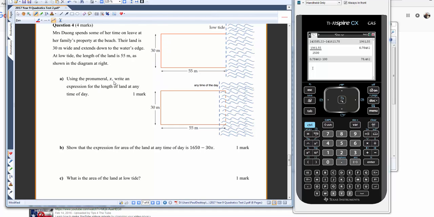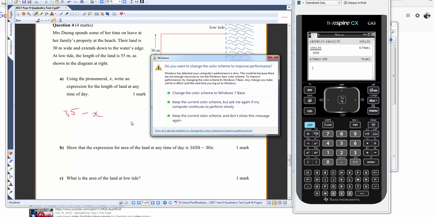Using the pronumeral x, write an expression for the length of the land at any time of day. So the tide is going to come in, and the distance the tide comes in is unknown. So the length of the land in this case would be 55 subtract whatever distance the tide has come in, or 55 take away x.